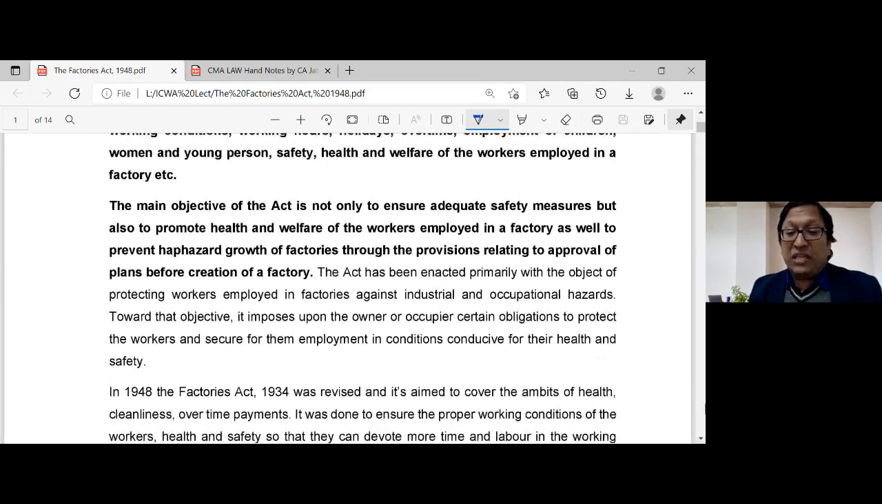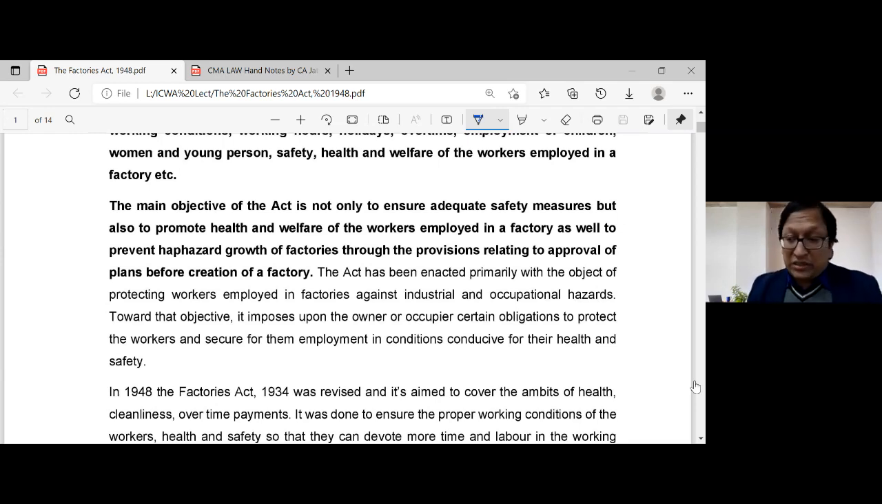The main objective of the act is not only to ensure adequate safety measures, but also to promote health and welfare of the workers. Like they always say, you need to provide ventilated rooms wherever the workers are working. There should be safe working conditions. If you're working in a factory, then machines should be properly fastened. It should not be that a worker is working in a factory and a machine falls on him.